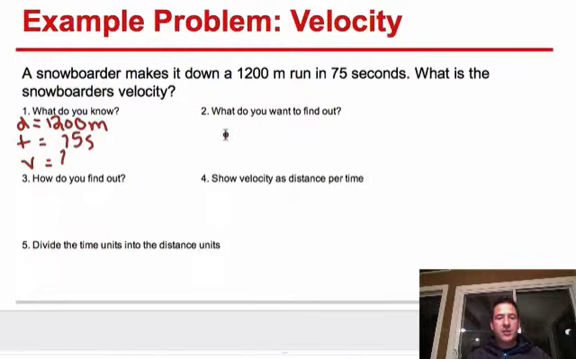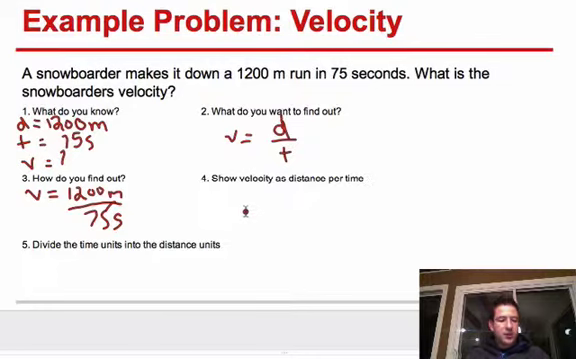So the second thing, what do you want to find out? Well, we need to know what velocity is. So we're going to put the formula for velocity, and it's going to be distance over time. That's a d. Okay, how do you find it? Well, I'm going to plug in my values. So velocity is going to be equal to 1,200 meters divided by 75 seconds.